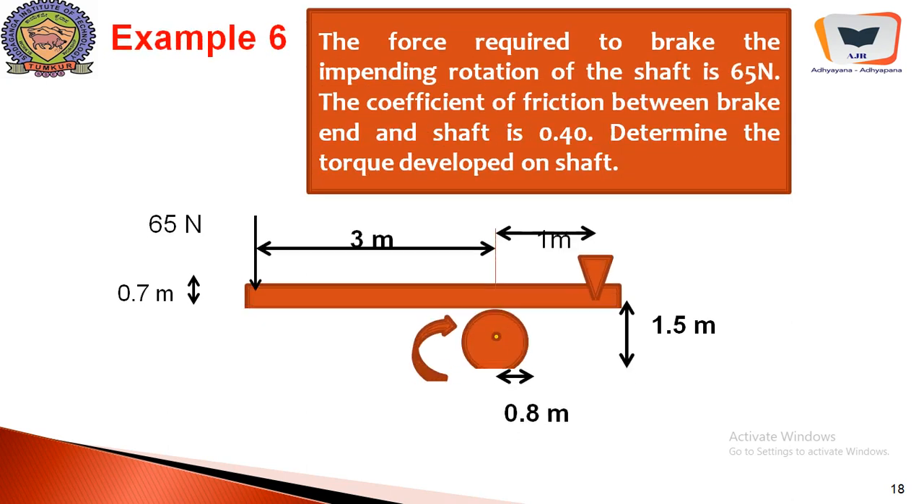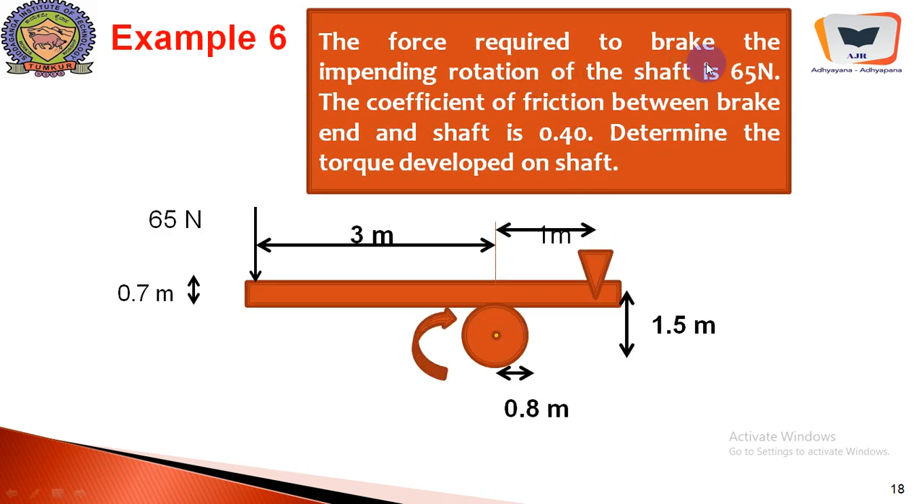Example number 6. The force required to break the impending rotation of the shaft is 65 newton, over applied. This is a brake arm or lever, whatever you say, and it is supported over here. And this wheel, which is being controlled by this particular brake arm or lever, is trying to rotate in the clockwise direction.